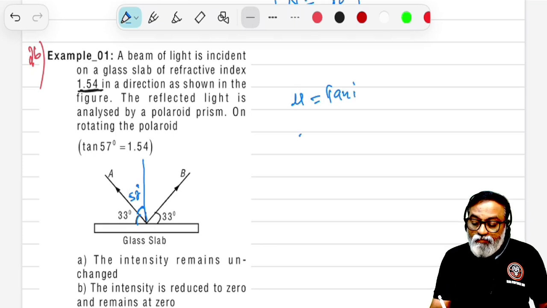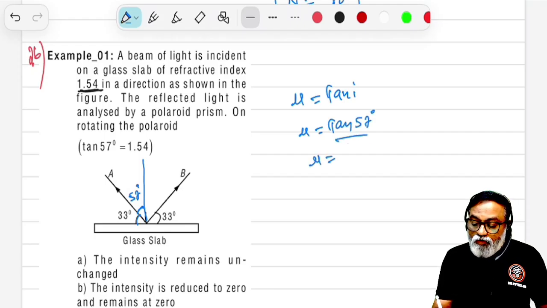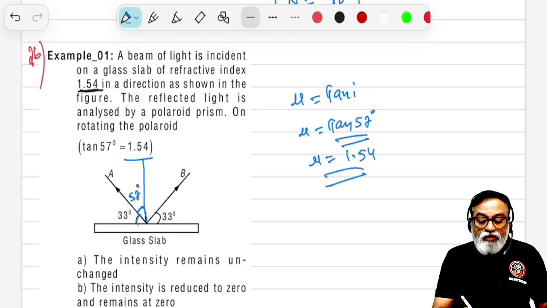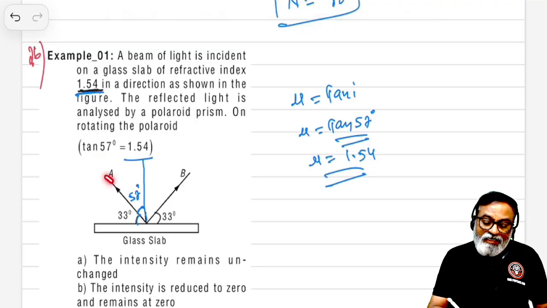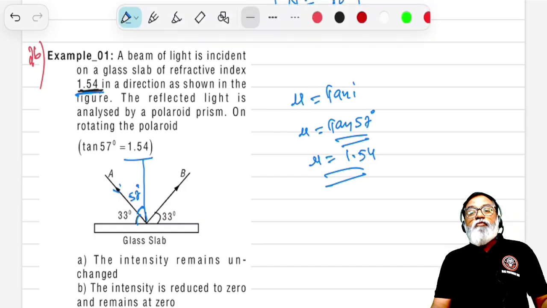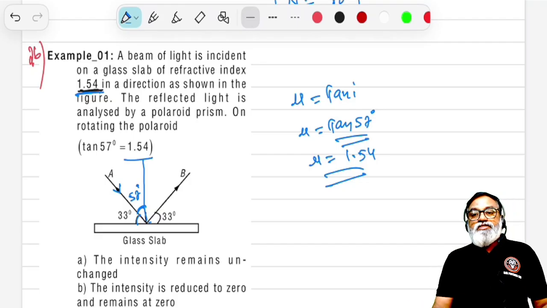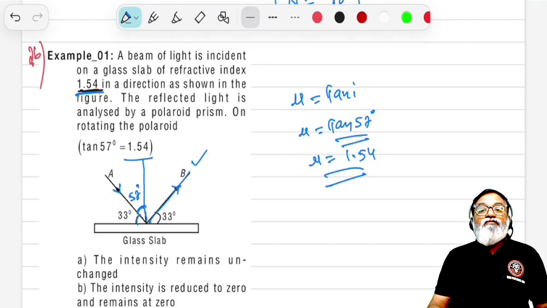See here, mu is equal to tan i. Here, mu is equal to tan of the angle of incidence, 57 degrees. Therefore, mu is equal to tan 57, which is 1.54. In the problem also, mu is given as 1.54. Therefore, if the light is incident at the angle of polarization, the reflected light is completely polarized. Therefore, here the reflected light is plane polarized light.